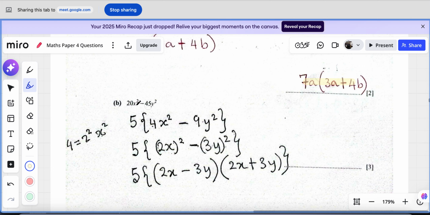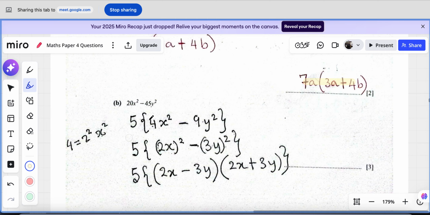But the numbers 45 and 20 are not square numbers. So what we can do is find the factor common to them and take it out. 5 is common to them, because 5 divides 45, 9 will remain, and 20 divided by 5, 4 will remain. 4 is a square number, and 9 is a square number. So we take the 5 out. There is nothing else common to them. X and Y are not the same, so they are not common to each other. What's common to 20 and 45 is 5.